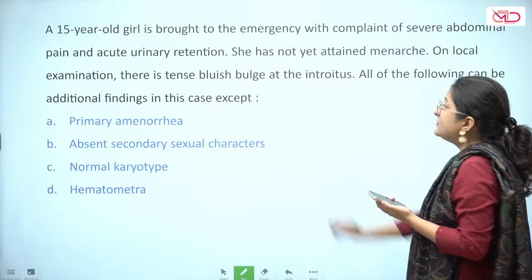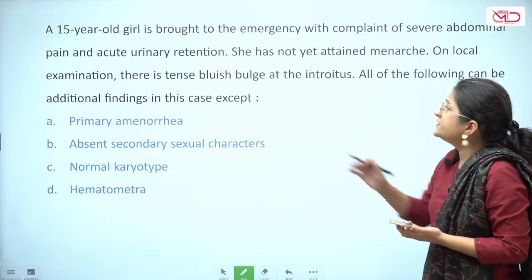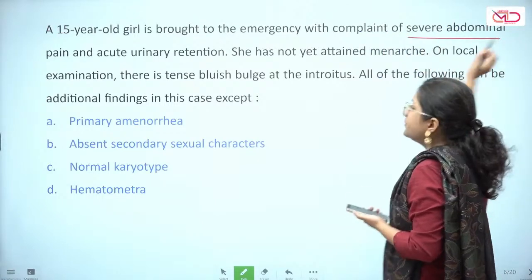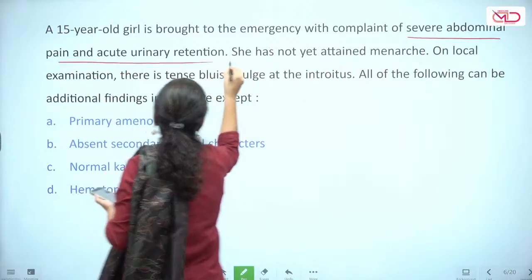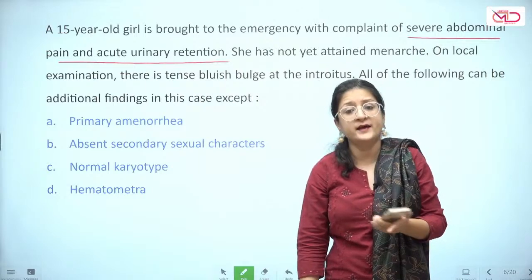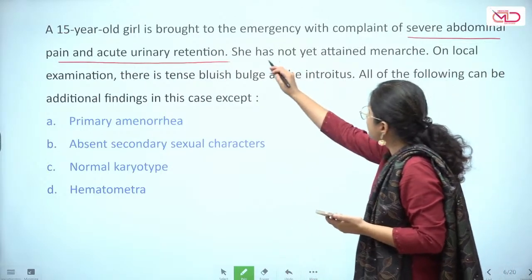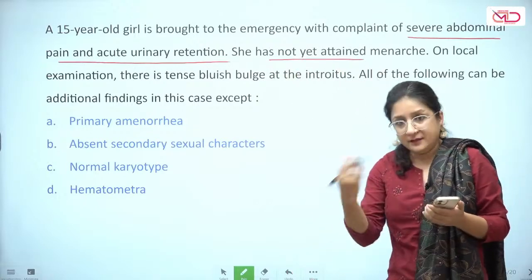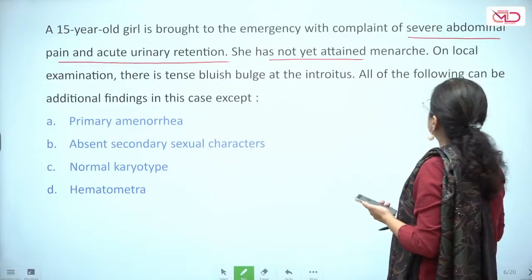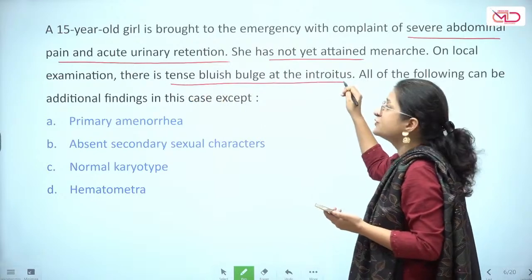Now, let's have a look at the next question. Now, this time she is a 15-year-old girl who's brought to the emergency with complaint of severe abdominal pain and acute urinary retention. Her complaint is not amenorrhea. She's been brought with severe abdominal pain and acute urinary retention. She has not yet attained menarche. That's another information that you get when you ask the young girl whether she is having menses or not. On local examination, there is a tense bluish bulge at the introitus.